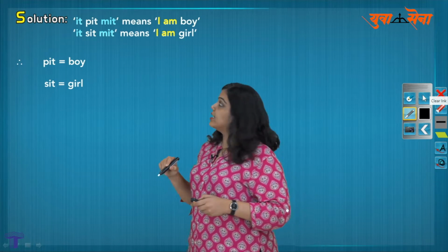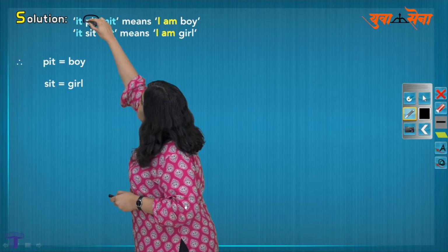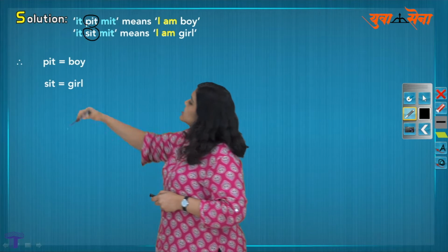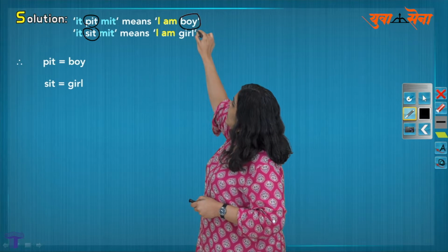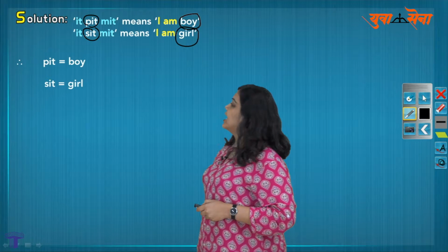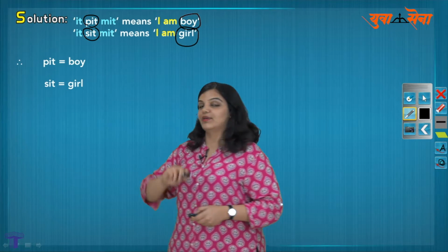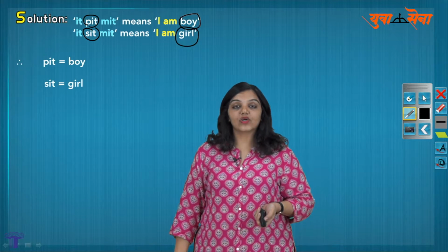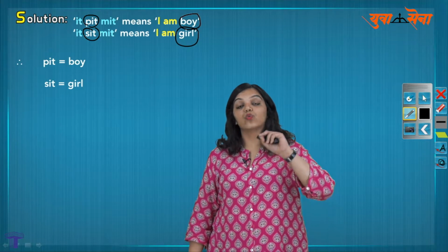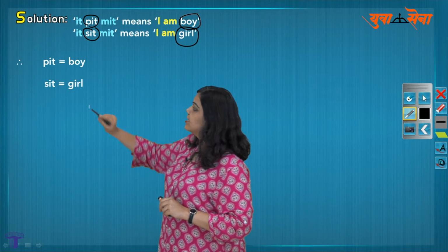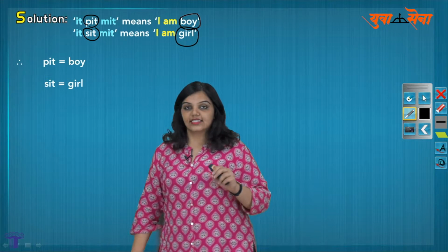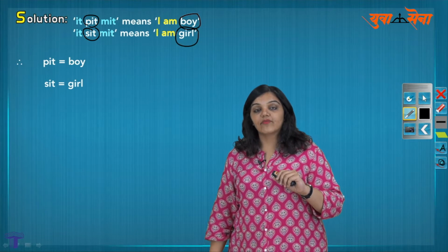and therefore the remaining words, that is pit in this case and sit in this case, must stand for boy and girl respectively, and therefore pit must represent boy and sit must represent girl, and that is the question asked to us, that is which word represents the word girl, and the answer is sit. So you see how we solve this sum very easily.